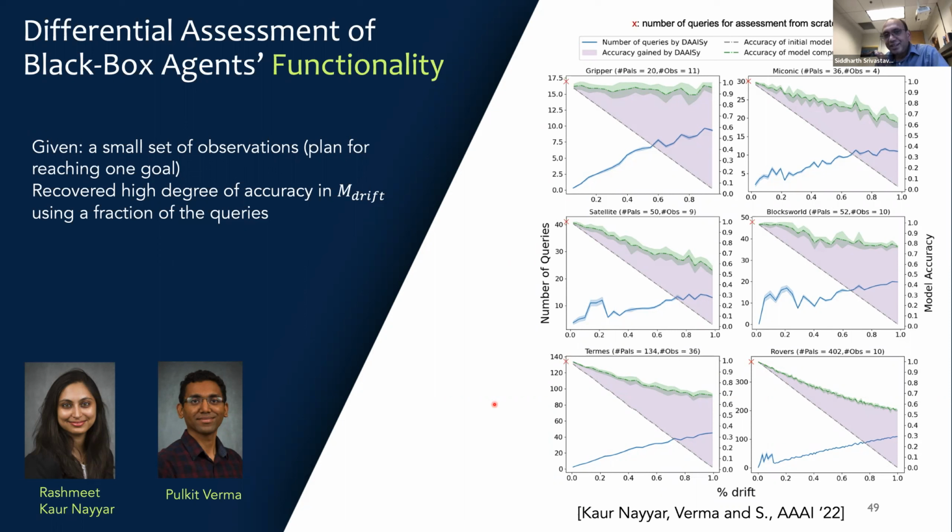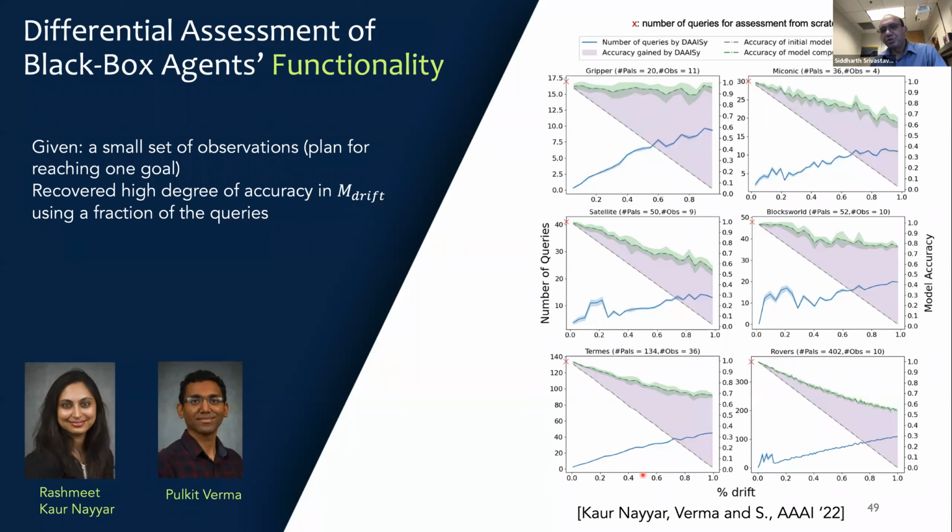And of course, at a certain point, when you have more than 50% drift, it might make sense to do the assessment from scratch again. But at least if you have small incremental changes, then on a running basis, you can do this sort of assessment accurately. So this looks at the first challenge that I mentioned. That is, if the agent changes, can I reassess efficiently?